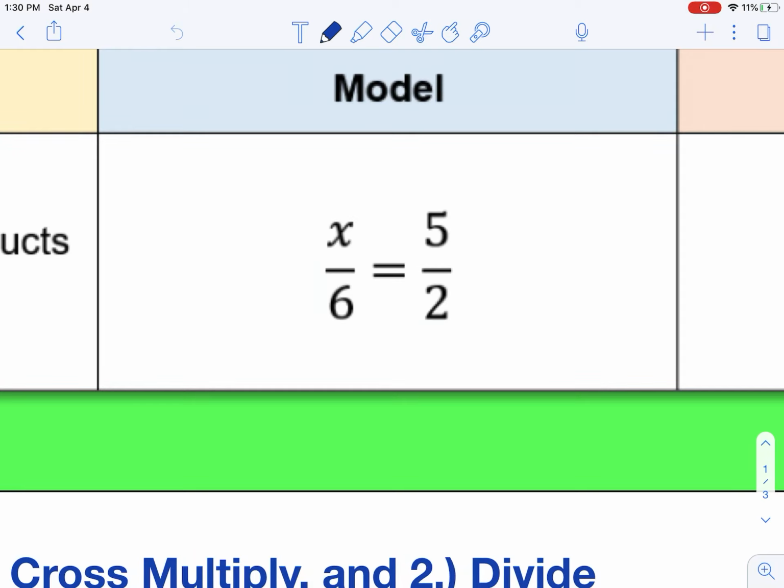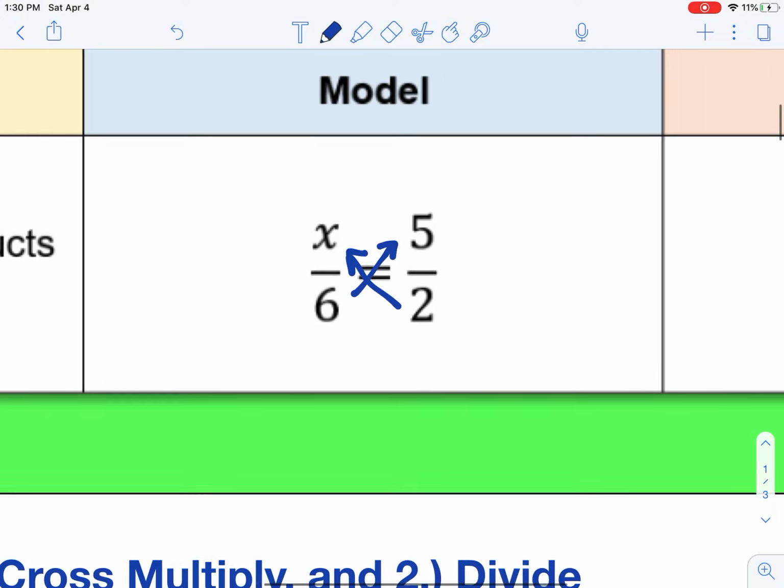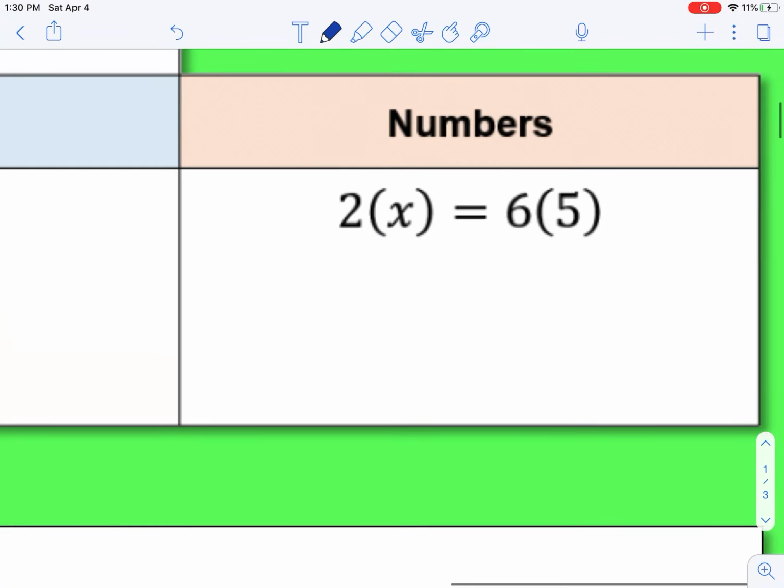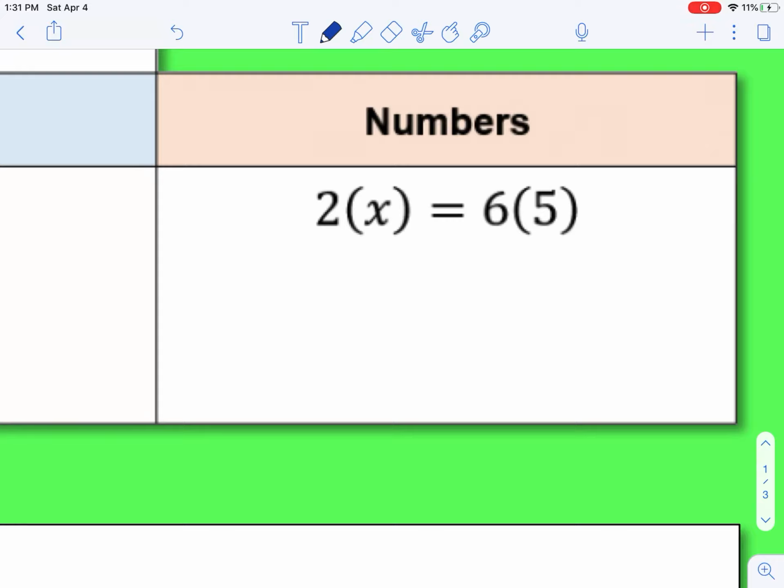So what a cross product is, is when you multiply the diagonals. So 6 times 5 and 2 times x, those are called cross products. So when I multiply 6 times 5 and 2 times x, I end up with something like this. So there's my 2 times x, and there's my 6 times 5. So I'm going to go ahead and simplify this expression. But we should know that 2 times x is just 2x. And then 6 times 5 is just 30.